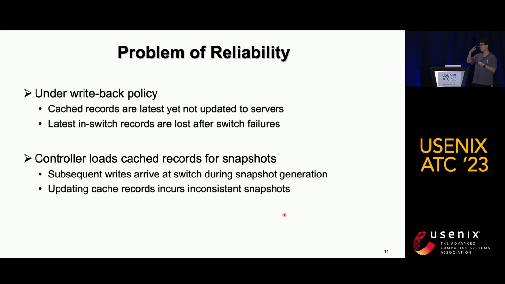That is, the controller will load the cache records from the switch. Well, during this process, as the controller is slower, subsequent writes could arrive at the switch and update some cached records. So if the controller loads the updated records or overwritten records, then it will finally get an inconsistent snapshot, which makes no sense for reliability.